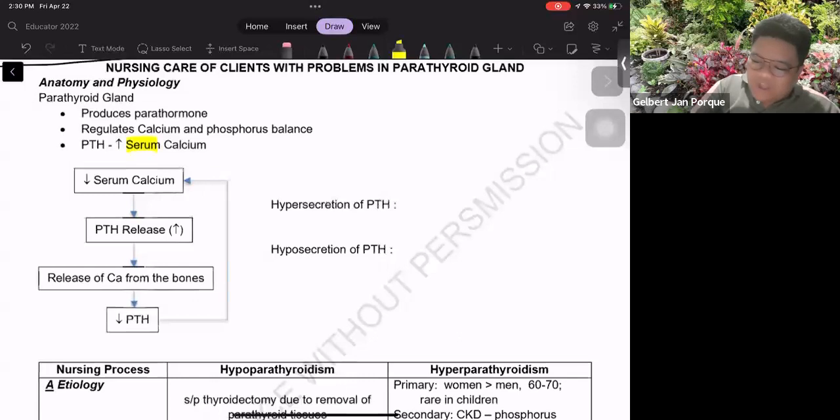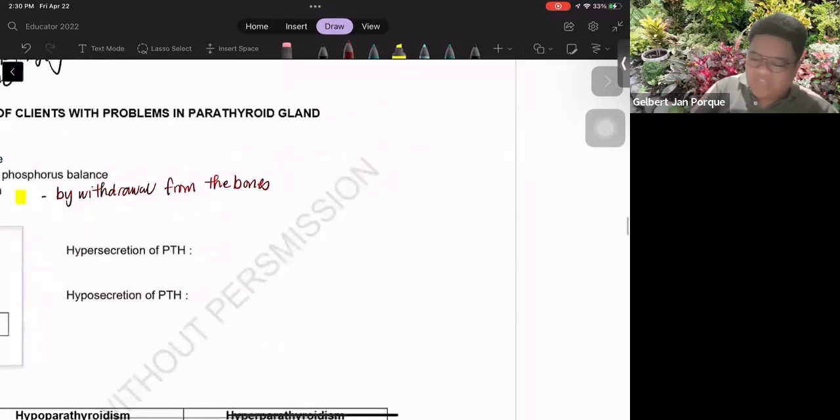Now, class, that's why oftentimes you need to remember this, that the PTH increases your calcium levels by withdrawing it from the bones. So you indicate there, by withdrawal from the bones. Now, going back to the anatomy of our bone, there are two major competitors there. You have your osteoblast and your osteoclast.